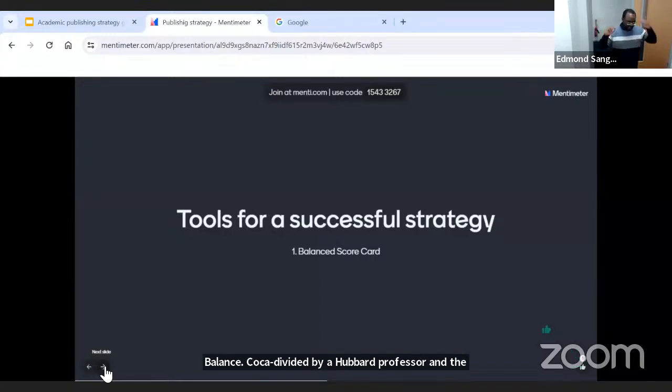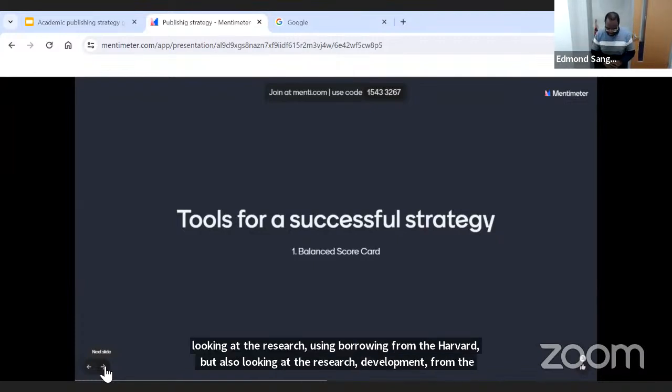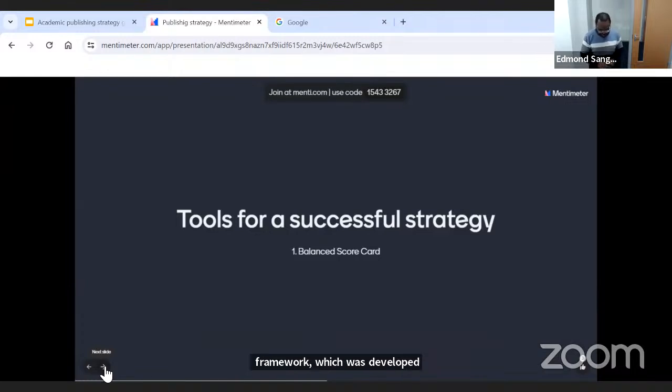So I developed this method borrowing from the Harvard, but also looking at the researcher development framework, which was developed by Vitae. So that's how I developed this balanced scorecard.